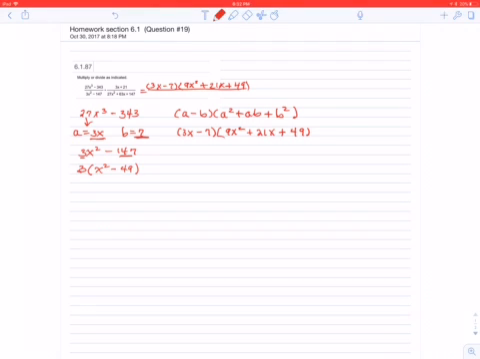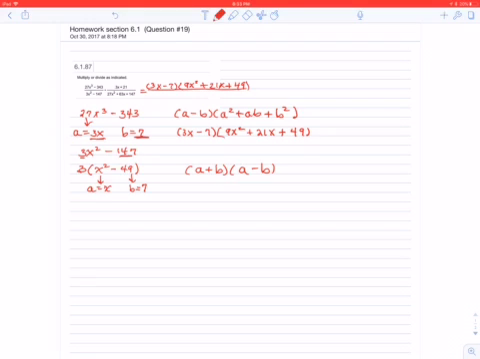Now I'm left with 2 terms. So I'll check to see if it's the difference of perfect squares or the sum and difference of perfect cubes. Well, it is the difference of perfect squares. So to factor the difference of perfect squares, I use the formula a plus b times a minus b. So in this case, a is the square root of that first term, so a is x. b is the square root of that second term, so b is the square root of 49, or 7.